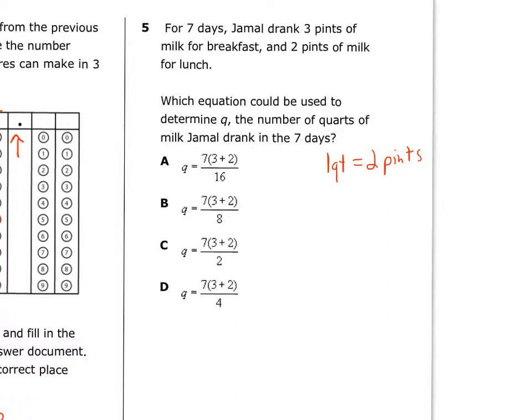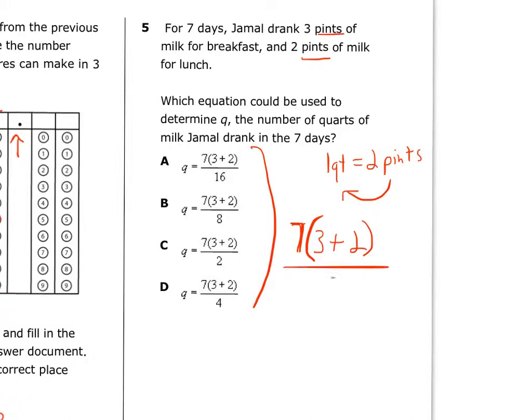How would I figure out how much he's drinking per day? It says for 7 days, Jamal drank 3 pints for breakfast, 2 pints for lunch. What am I going to add? 3 plus 2. That's the first thing I've got to do. If I go look at my answer choices, all of them have that. Then what's the next thing that I got to do? Multiply by 7, because there's 7 days. Finally, that's going to give me the number of pints he drank. Now how do I turn pints into quarts? Divide by 2. So C is my answer.